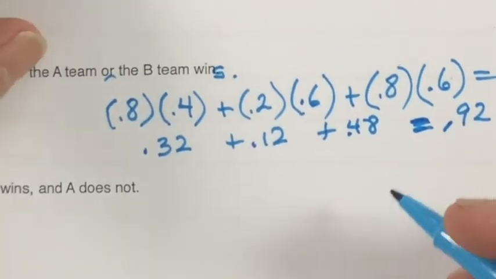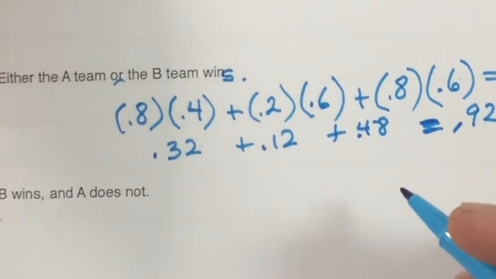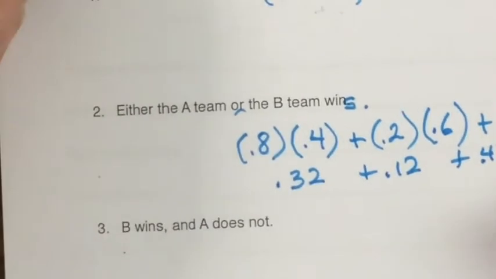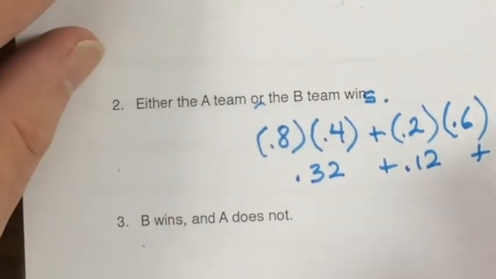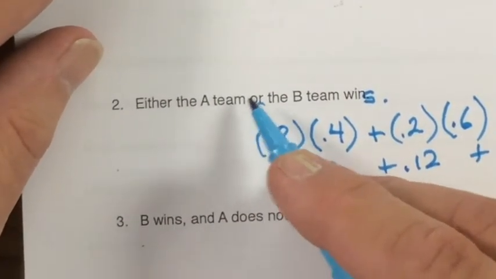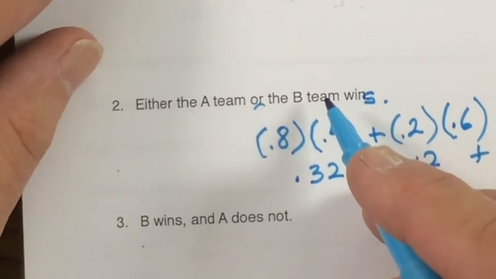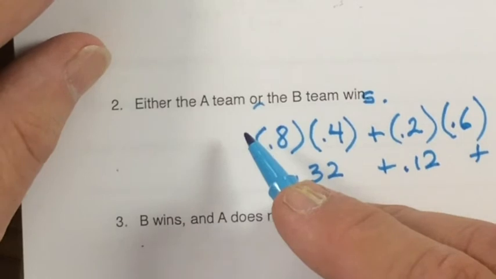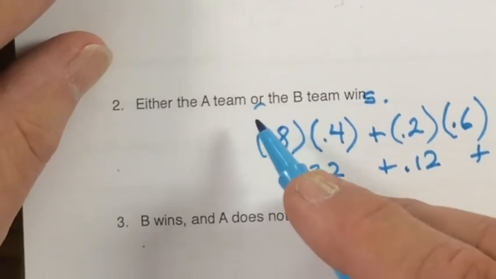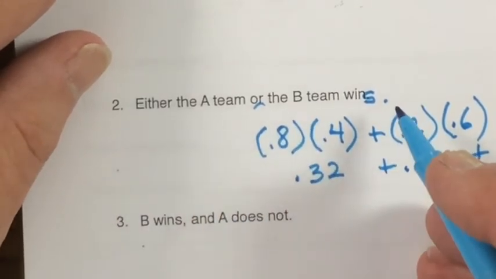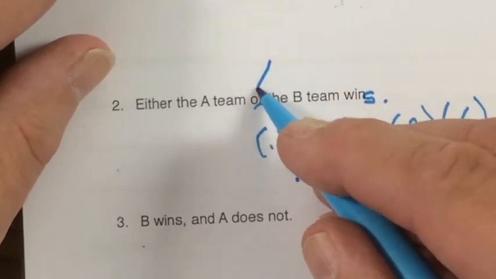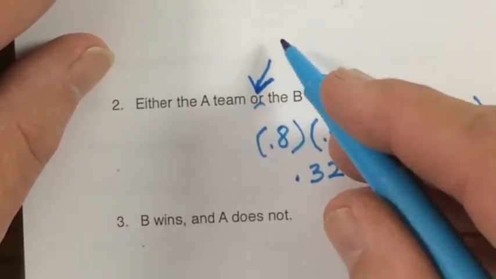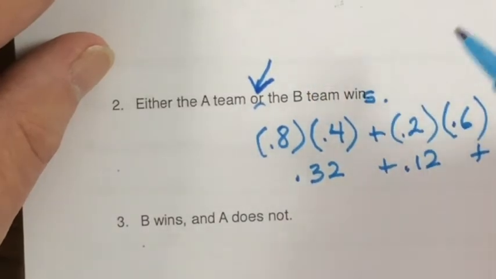Yep. After I was all finished grading all of the papers and somebody came in and asked me about this question, I suddenly realized you might have interpreted this to mean only one team wins and both teams don't win. And it doesn't say that because it says or. And this is why I hate using or instead of intersection and union.